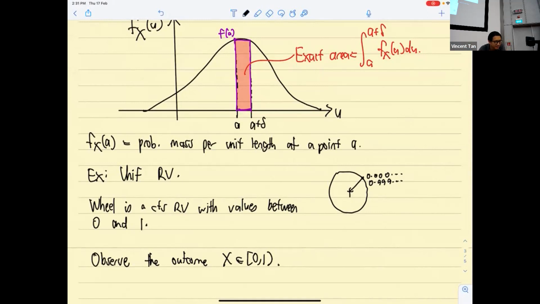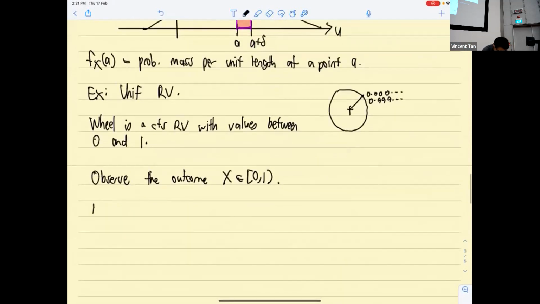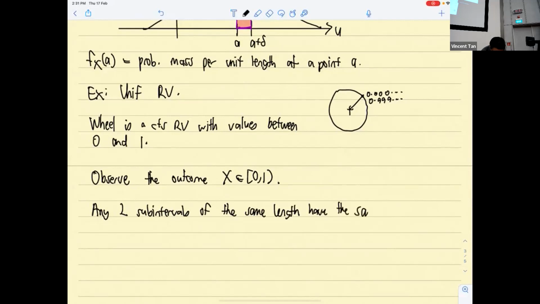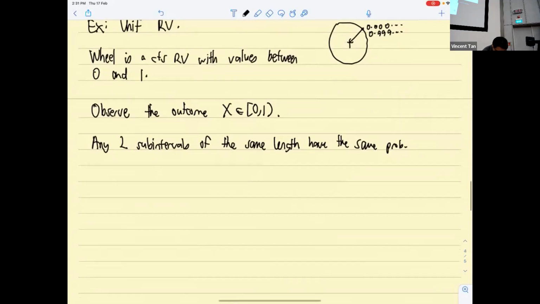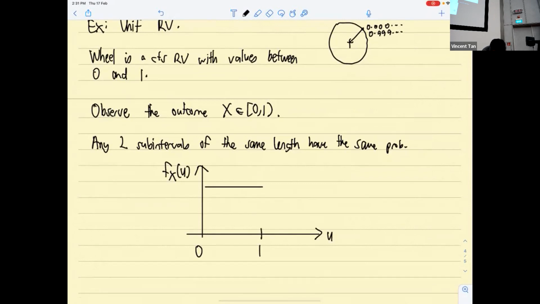All right, so the fact is that any two subintervals of the same length have the same probability. So here I can draw the probability density function. It's fairly easy. From 0 to 1, our probability density function is flat. It's very flat from 0 to 1. So it's uniformly distributed, you can say.